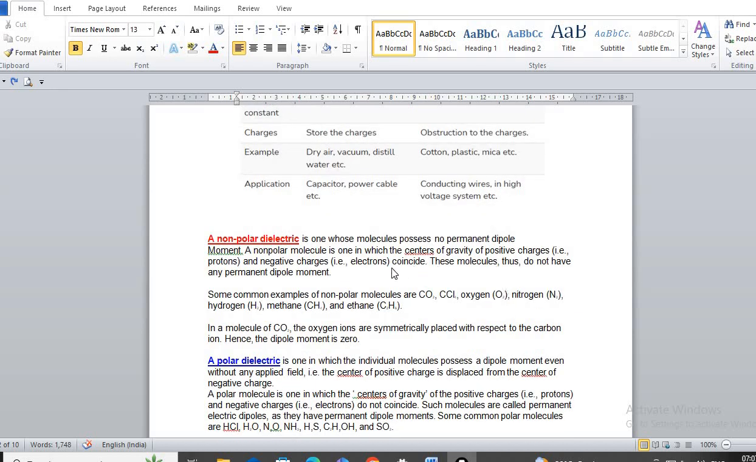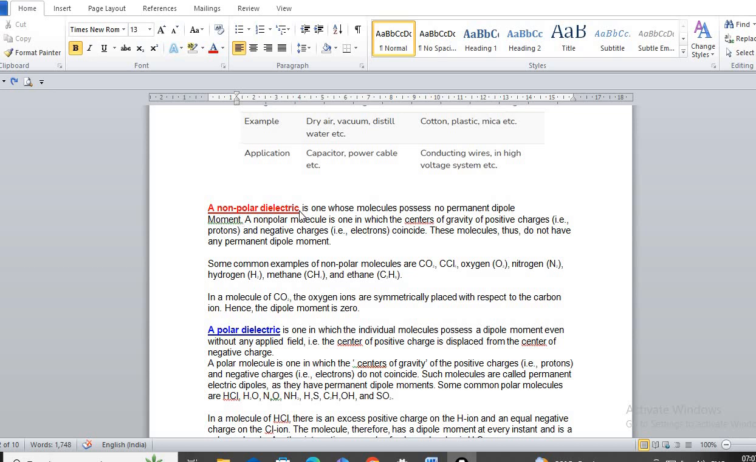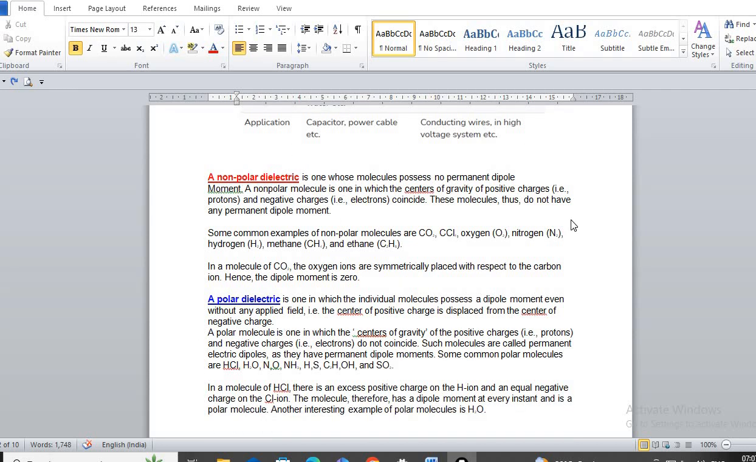Now there are two types of dielectric material. One is called the non-polar dielectric material and another is called the polar dielectric material. So the idea is that when you apply an electric field, the atoms or the molecules form dipoles. But there are two types of dipoles available. There will be permanent dipoles, and in another case, if you apply the field, the atoms or the molecules form dipoles, which are not permanent. So in one case you have a permanent dipole, in another case you have a non-permanent dipole. This is the difference between polar and non-polar.